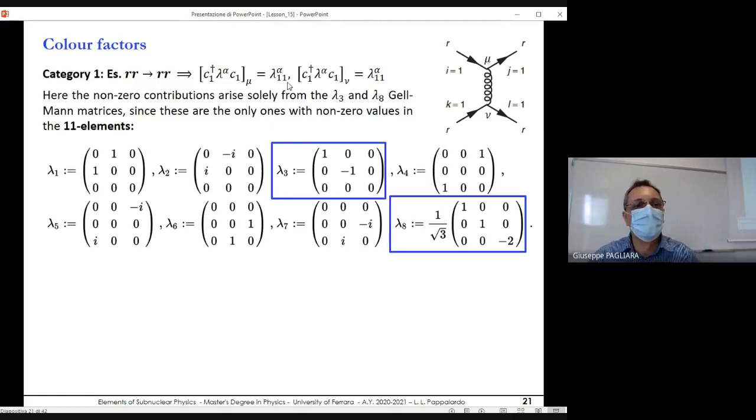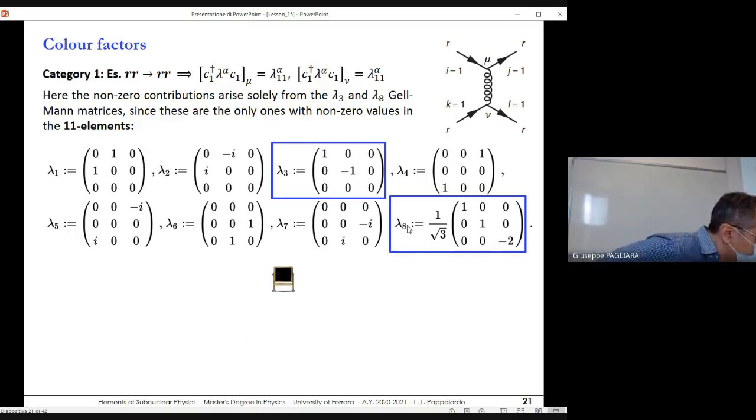Now, the non-zero contribution to this process arises only from the lambda 3 and the lambda 8 Gell-Mann matrices. Why? Because they are the only matrices that have a non-zero value in the 1, 1 element. You can check all the Gell-Mann matrices, and you see we are interested in the lambda 1, 1, right? And only those 2 have a non-zero 1, 1 element. So these are essentially the only 2 types of gluons that can contribute to this process.